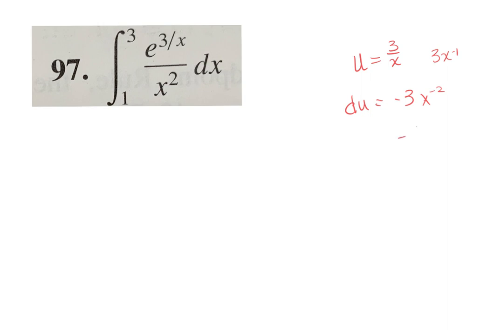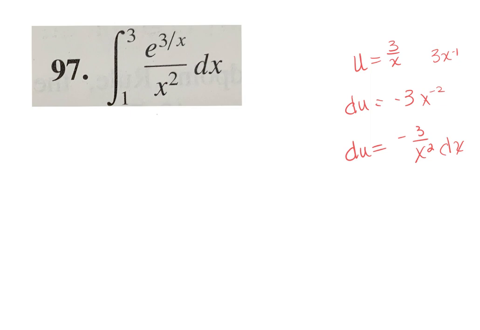Another way to write that is negative 3 over x squared dx. If you look, I pretty much have all of that except the negative 3. I have the 1 over x squared right here. The only thing I have to account for is this negative 3, right? So my du equals negative 3 over x squared.